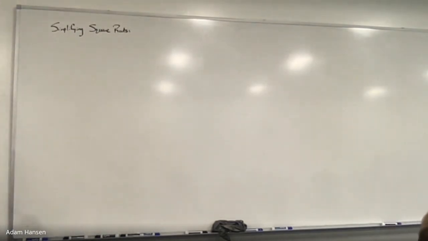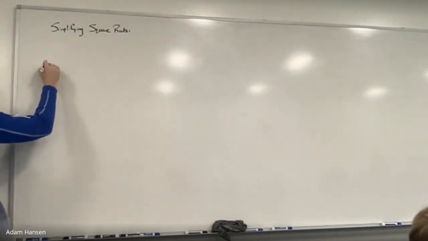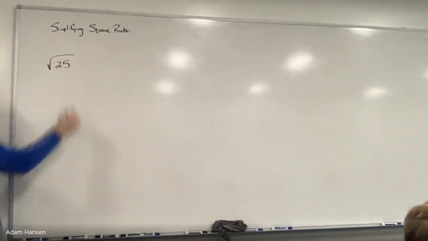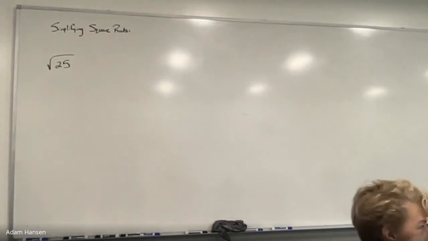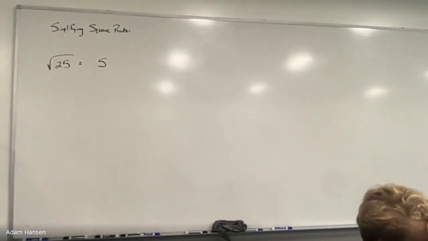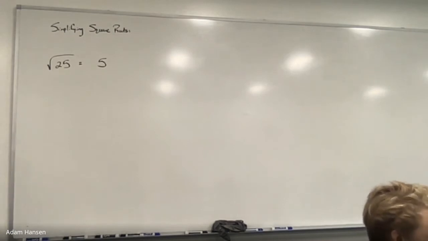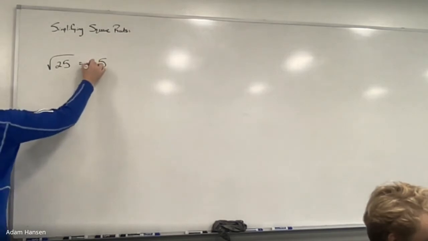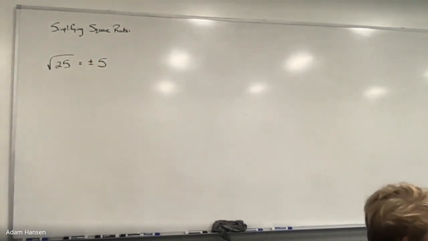Work today and tomorrow on how to simplify different types of square roots. For example, the square root of 25. 5. Okay. 5 times 5 is 25. What other number times itself would make 25? Plus or minus 5. The square root tells you what number times itself makes that given value.